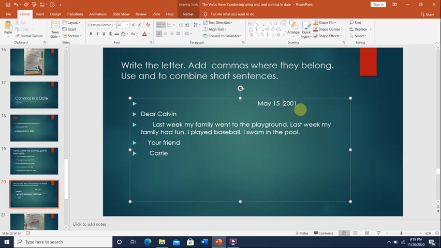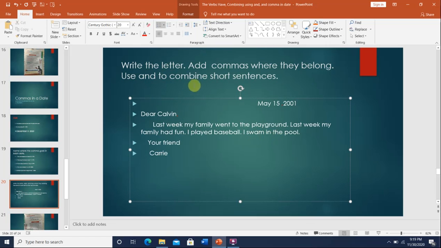Where else do we put a comma in the letter? After the greeting, Dear Calvin. After the person's name that you're sending it to, you put a comma. So on the date, you put the comma between the day and the year. May 15, 2001, the comma is here as you see. In the greeting or when you start a letter, you write dear and the person's name and then you put the comma, Dear Calvin. Last week, my family went to the playground. Last week, my family had fun. I played baseball and I swam in the pool.